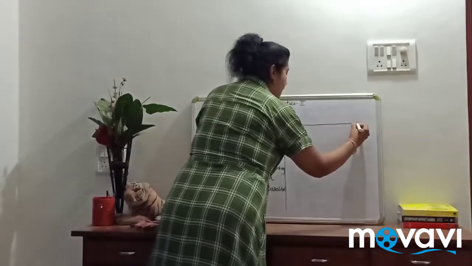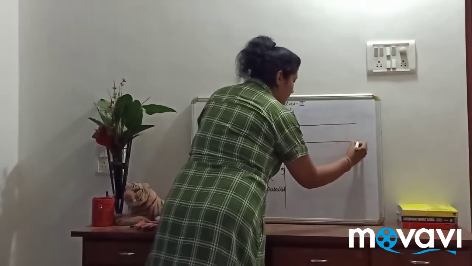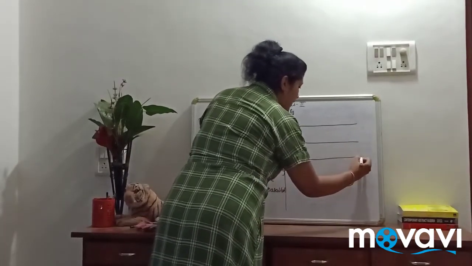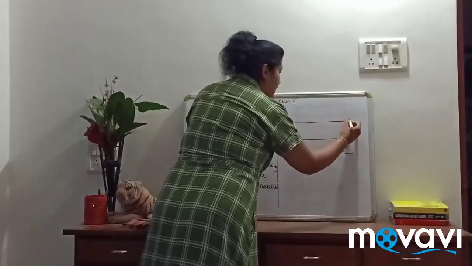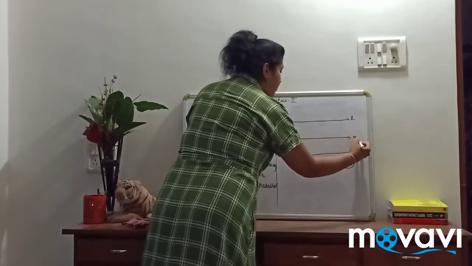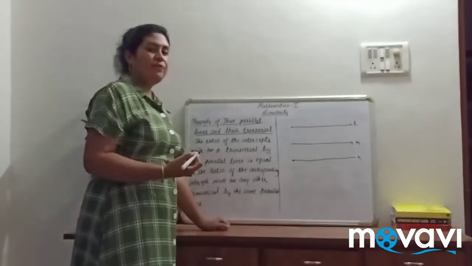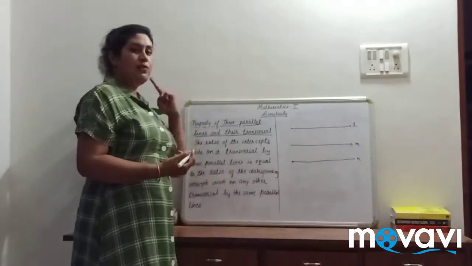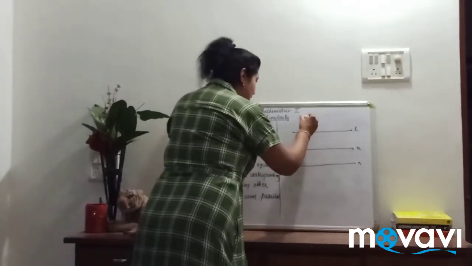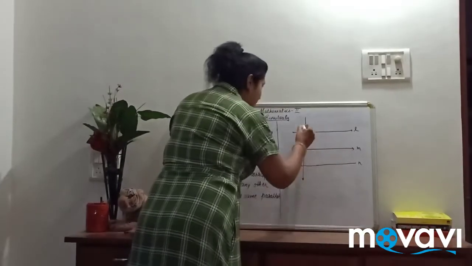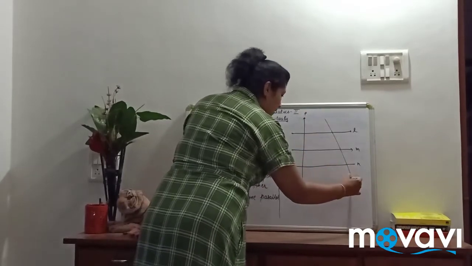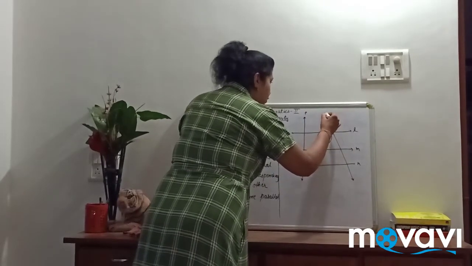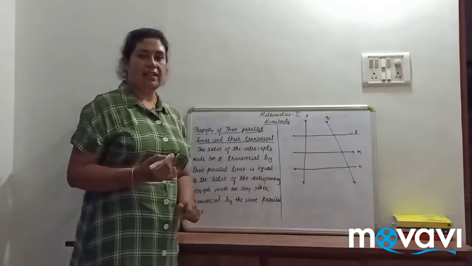Consider these as parallel lines, three parallel lines. Let us name them as L, M, N. Okay, so how many transversals do we require? We require two transversals. So let this line P be one transversal. Let this line Q be the second transversal.